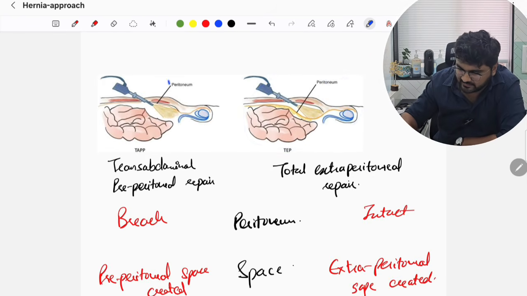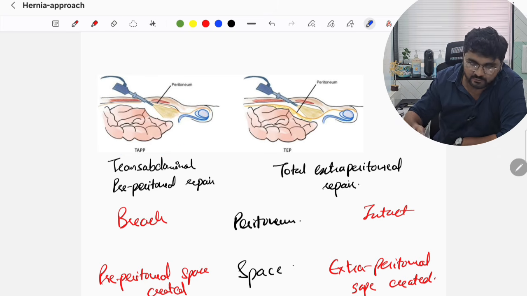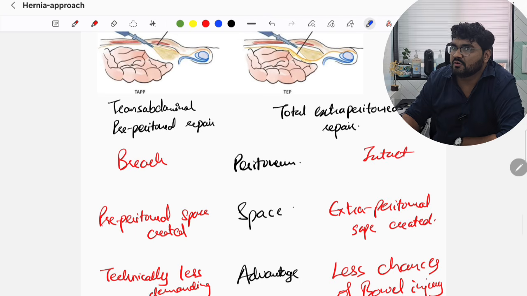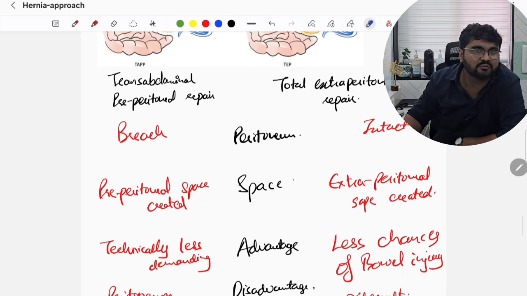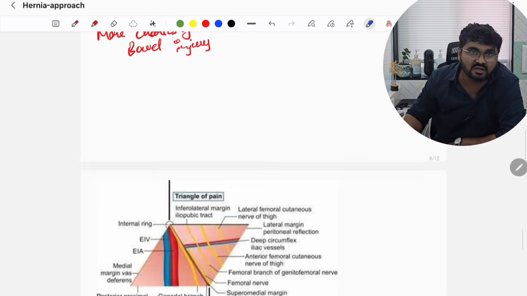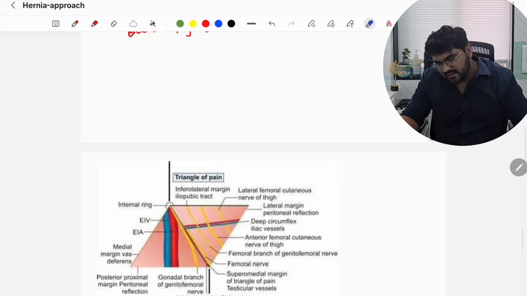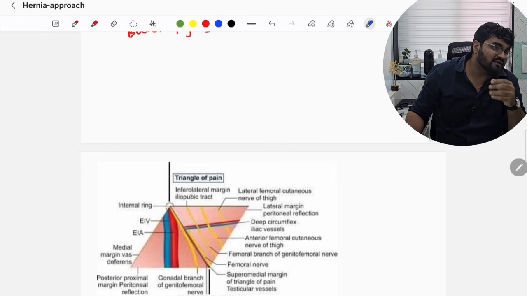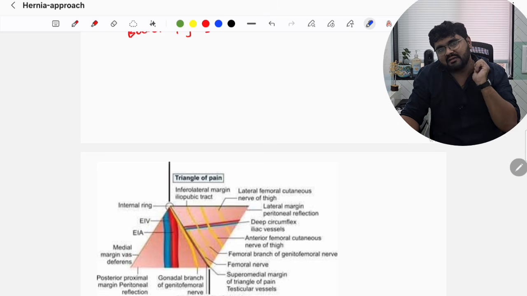Technically, this TEP repair seems easy, but it is very difficult to perform. TAPP is easy to do, but it has the disadvantage that you're going inside the abdominal cavity. Obviously, there are chances that you might injure the intestinal contents, right? And when you talk about TEP and TAPP, it would be a crime if you do not mention the triangle of pain and triangle of doom.